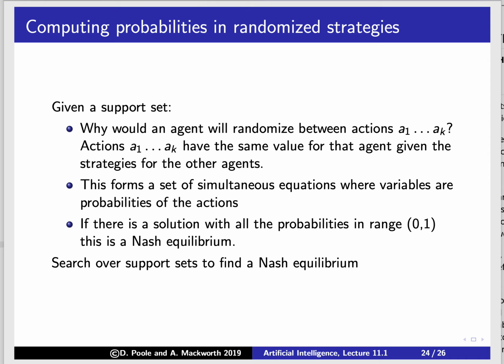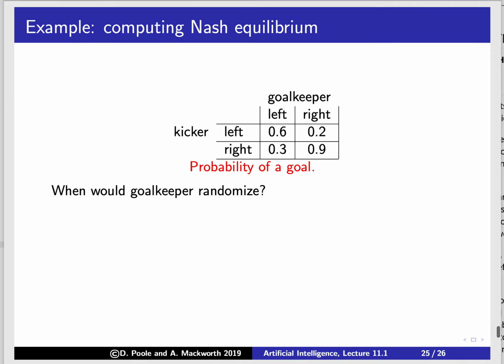So we're going to eliminate dominated strategies. We're going to search over support sets to find a Nash equilibrium. And now we know how to find a Nash equilibrium. So let's apply this. Here's our probability of a goal. We're going to compute this Nash equilibrium. This is the same example we saw before.